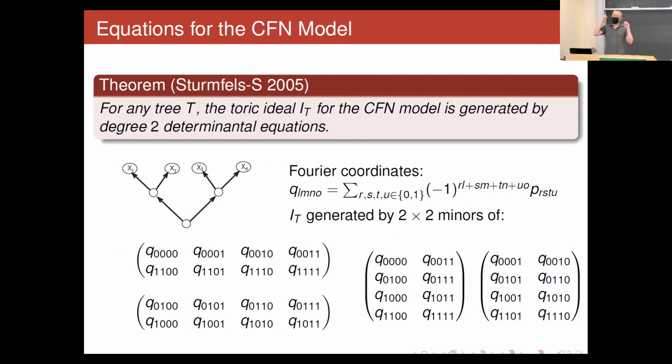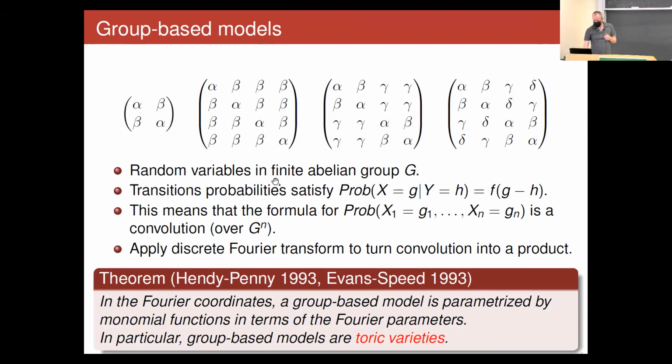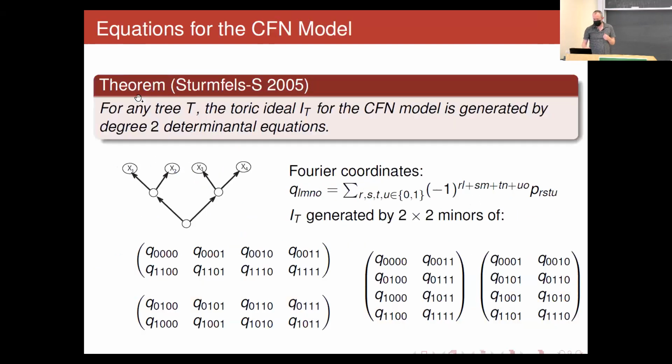So again, for the very specific model that just has two states, this model is called the Cavender-Farris-Neyman model, the binary symmetric model. The structure is especially simple there. The equations just turn out to be always determinantal equations, and they're always just 2x2 minors of a bunch of matrices, okay? So you have a tree.